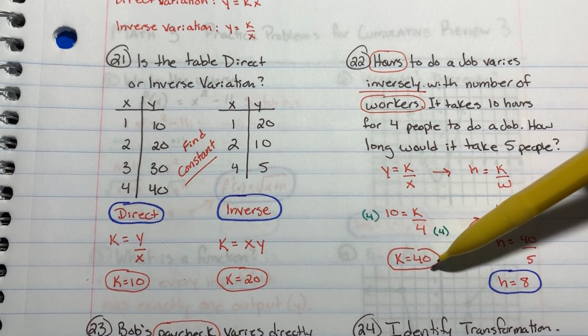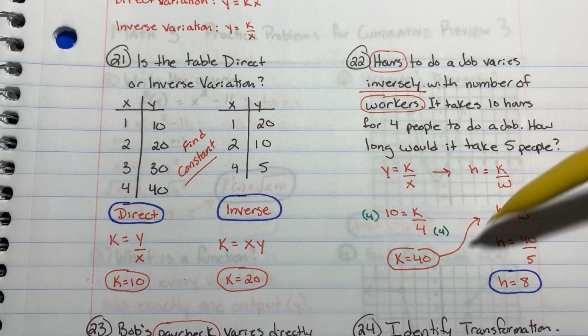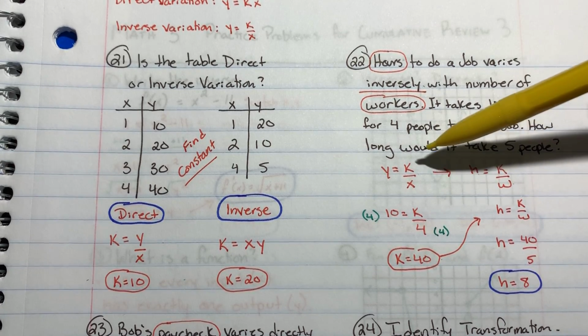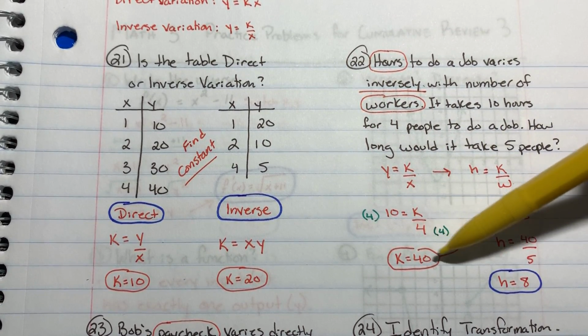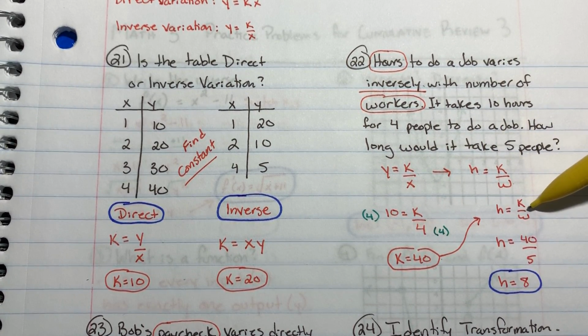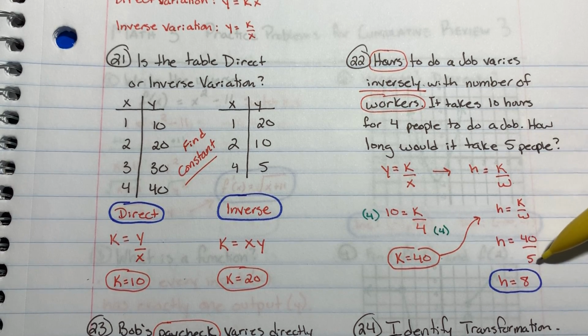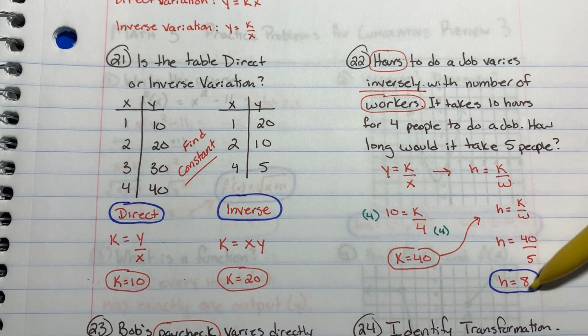I want to rework the problem with the 40 and the new numbers. How long would it take 5 people? So I come back over here, I rework that same equation, plug in my 40 for k, 5 for the workers, and 40 divided by 5 is 8.